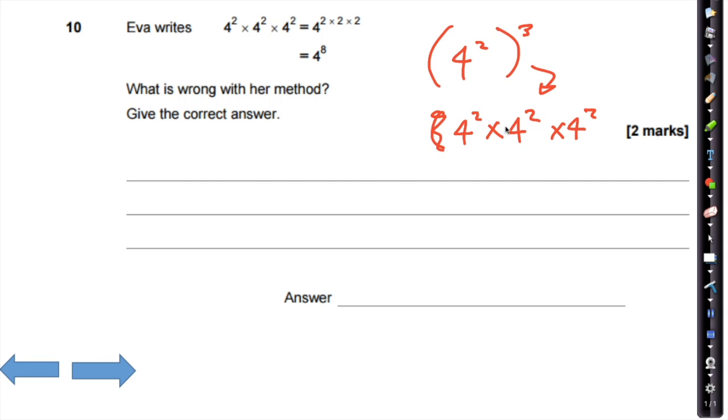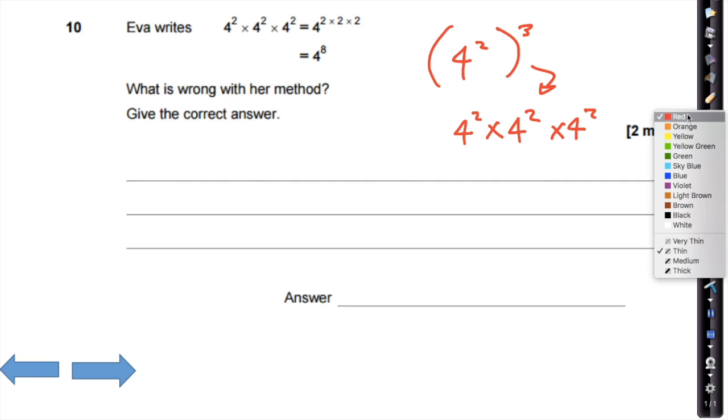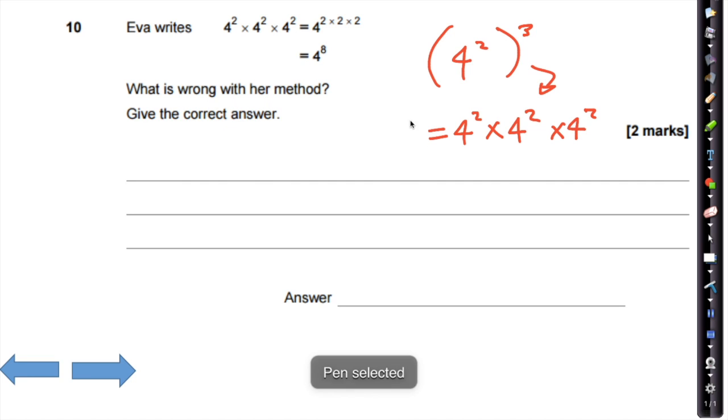Now, when you have 4 squared times 4 squared times 4 squared, this is when you add your powers. So if it's written like this and you've got the same base number, which is 4, or it could be an algebraic term, so it could be a squared times a squared times a squared. That would work exactly the same way. This is when you would do 4 to the power of 2 plus 2 plus 2, which would be 4 to the power of 6.